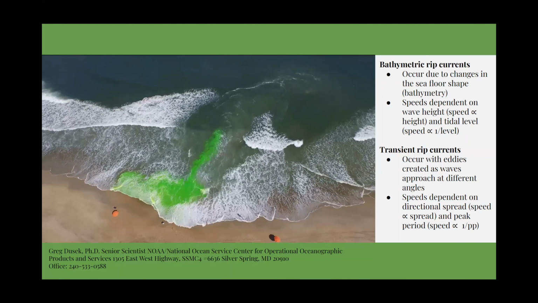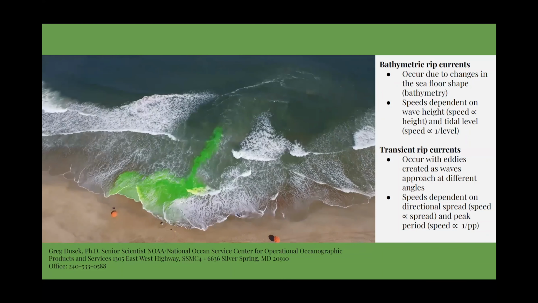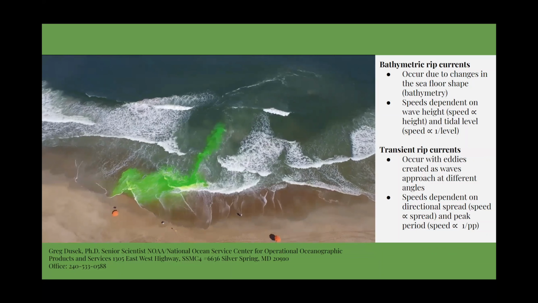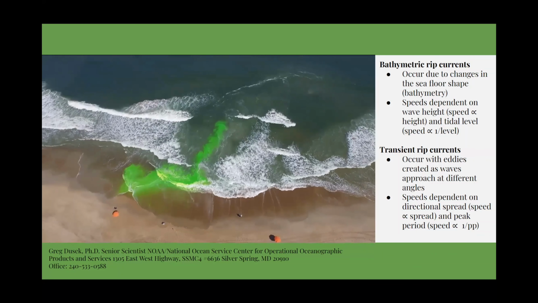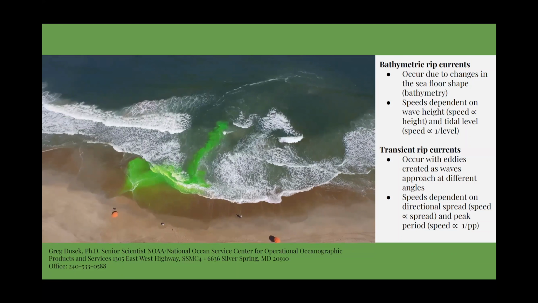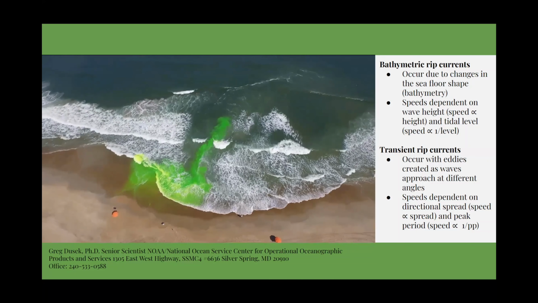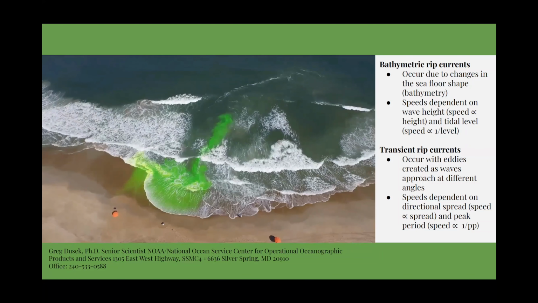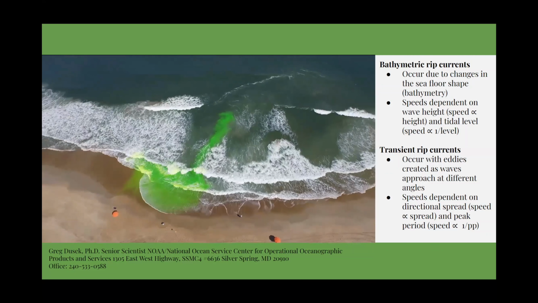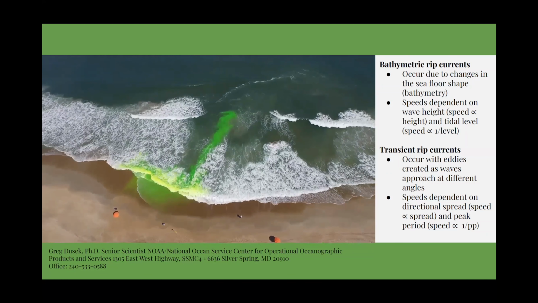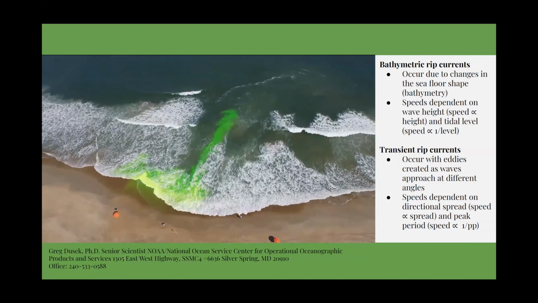And with this project this summer, I focused on two main types, which are bathymetric rip currents, which occur due to changes in the shape of the seafloor, which is also known as bathymetry, and transient rip currents, which occur with eddies created as waves that approach at different angles to the beach, which is known as directional spread. Both of these rip current types can vary with different environmental conditions.